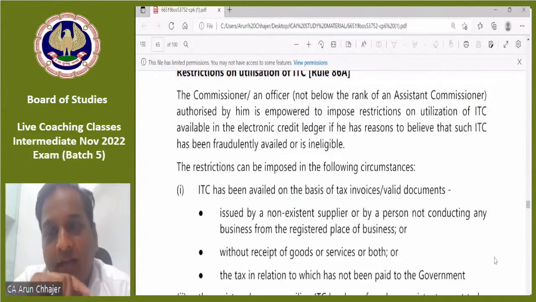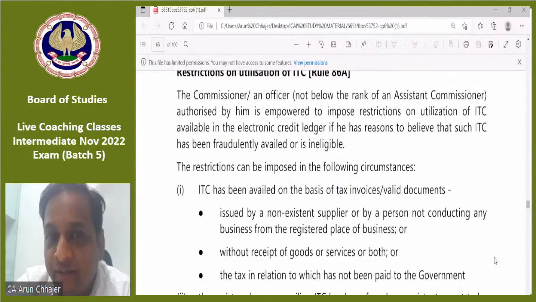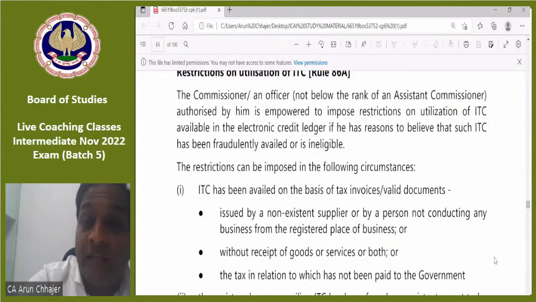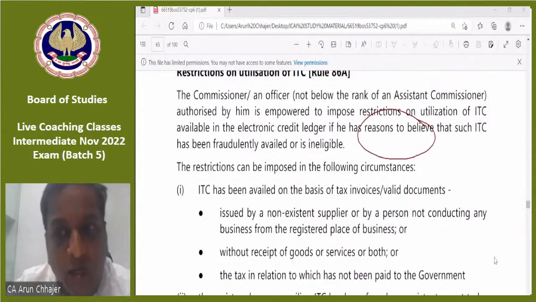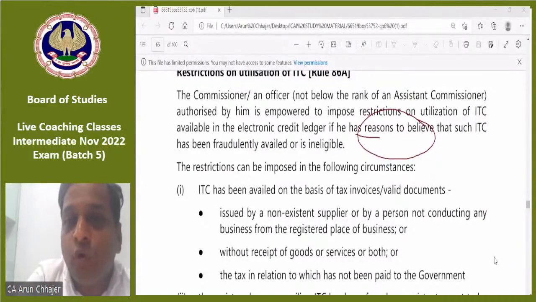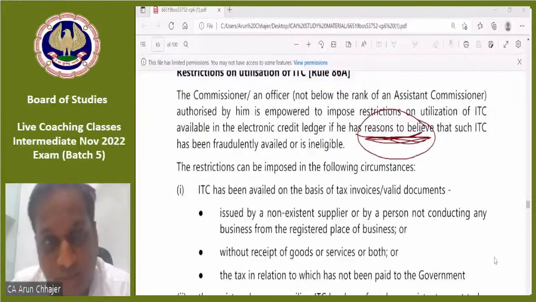Commissioner or an officer not below the rank of the assistant commissioner authorized by him is empowered to impose the restriction on utilization of ITC available in the electronic credit ledger if he has reason to believe. In the exam, if you need to write 86A, please note this word has to be there. Reason to believe is an important term in this particular section.